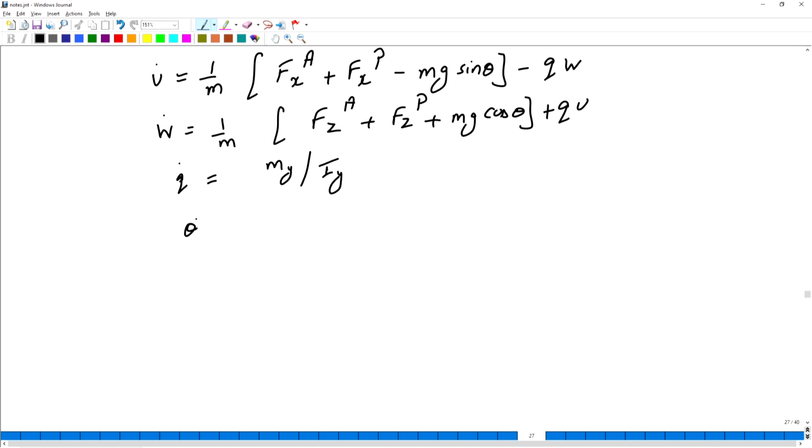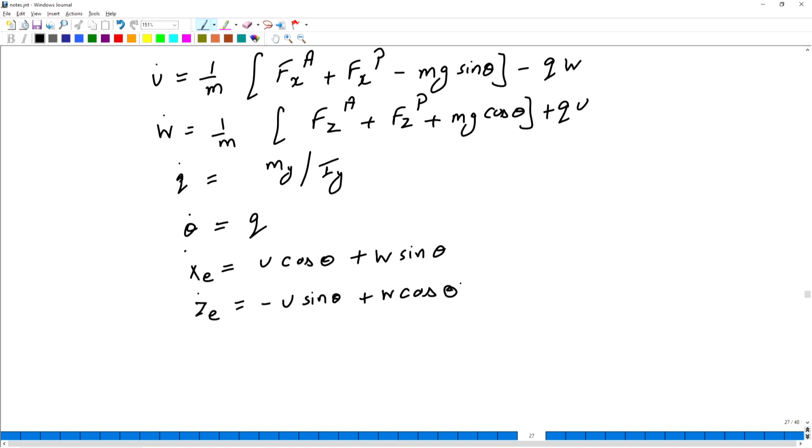All other terms are cancelled. So theta dot equals to q, and xe dot equals to u cos theta plus w sin theta, ze dot equals to minus u sin theta plus w cos theta. So these are the reduced equations of motion in the longitudinal plane. That is, we have the motion in the forward direction, that is u in the body x axis, then the motion in w, that is downward direction, and finally we have the pitching moment about the y axis.